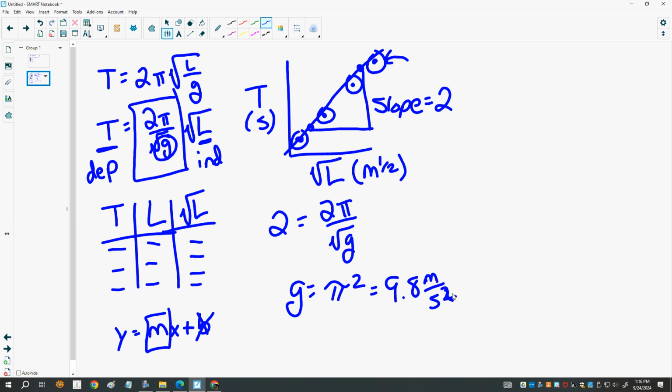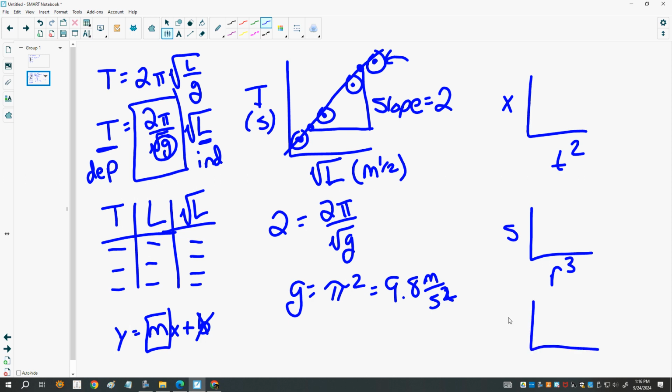Your problem will be very similar to that, but it'll be different numbers, and it'll be a different function, and a different type of graph that you'll do. So you're not going to be doing t versus root L. You might be doing, I don't know, x versus t squared, or you might be doing s versus r cubed, or you might be doing L versus m to the half. It'd be something different, but similar in that way.